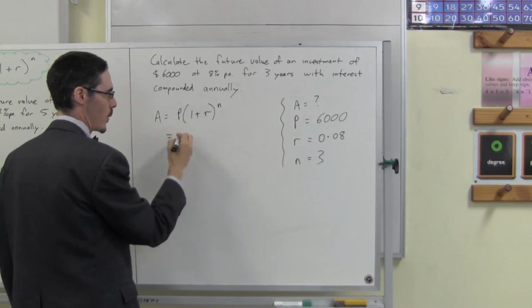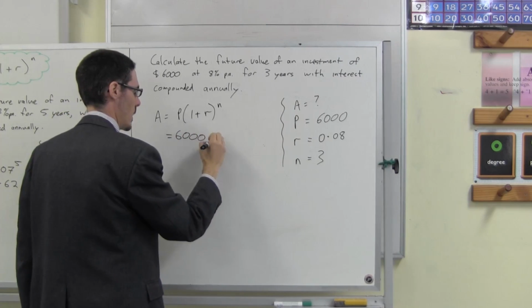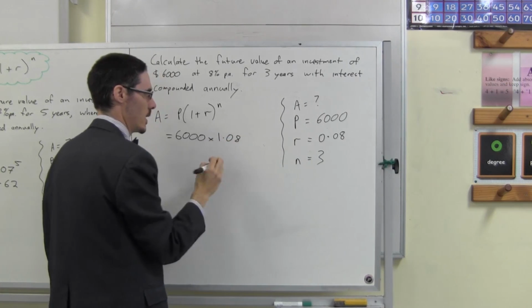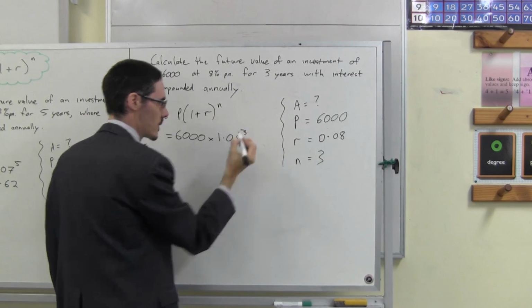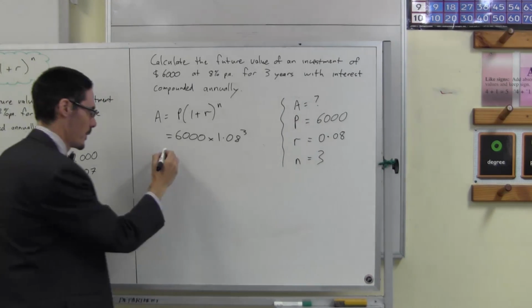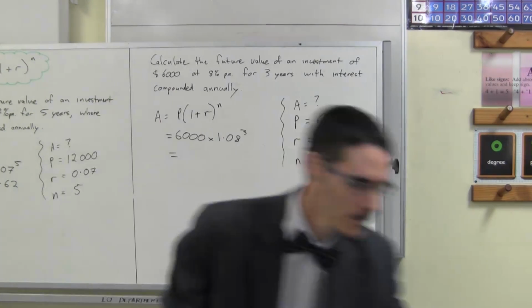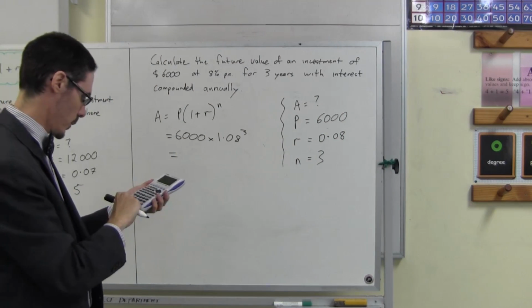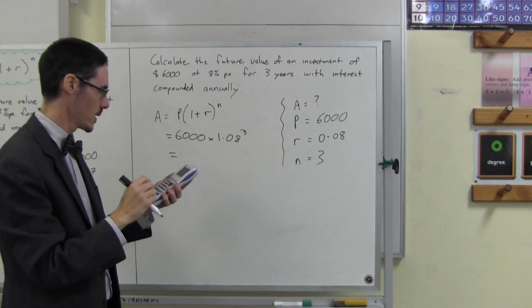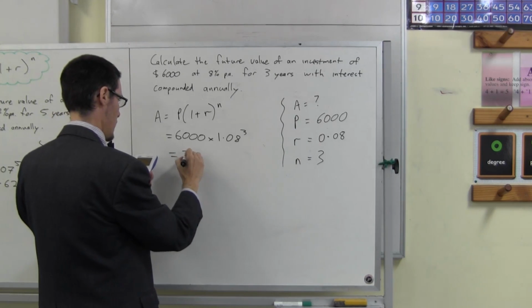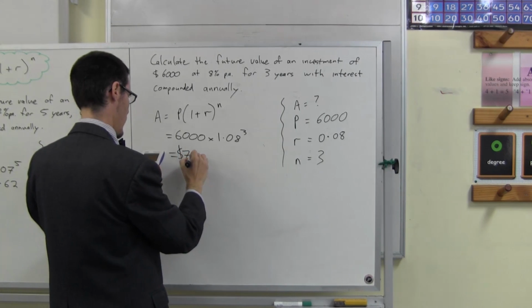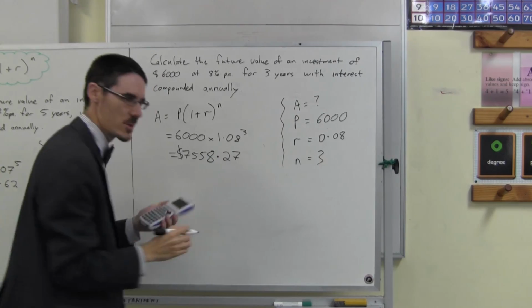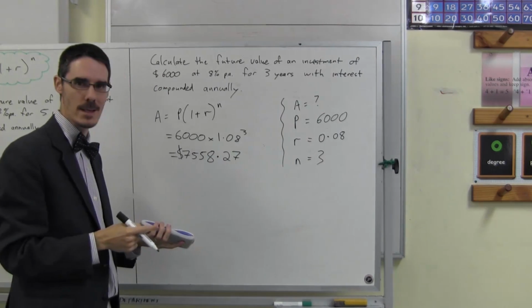Future amount, what I'm looking for, principal is 6,000. 1 plus the rate, 0.08, so it's 1.08. To the power of n, that's 3. It's not hard. Calculator. Alright, 6,000 times 1.08 to the power of 3. Okay, $7,558.27. It's actually 558.272, so we'll round it down to 27 cents.